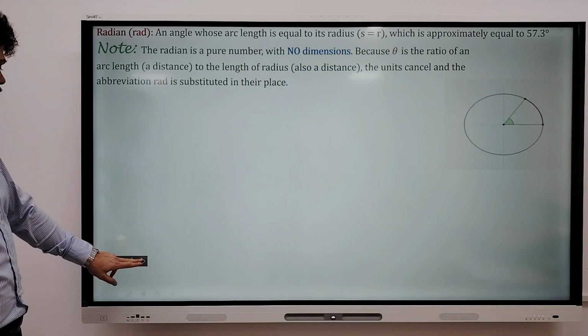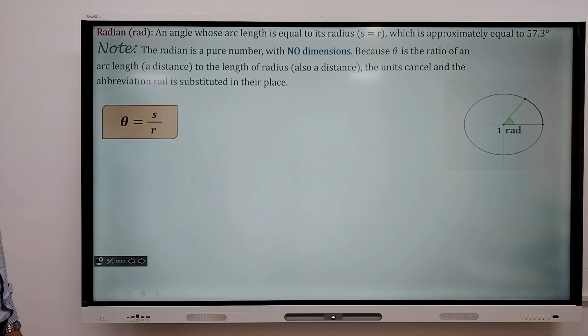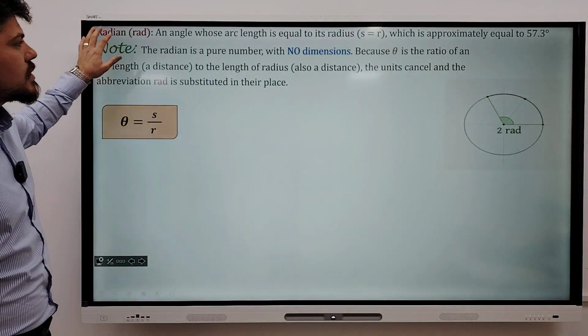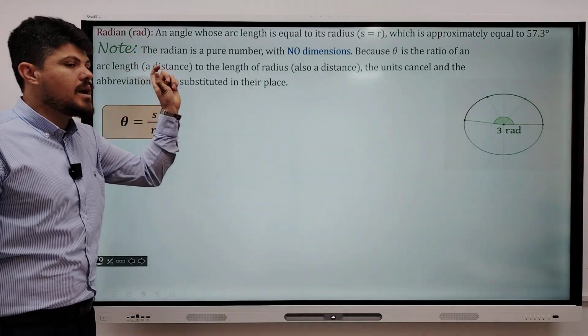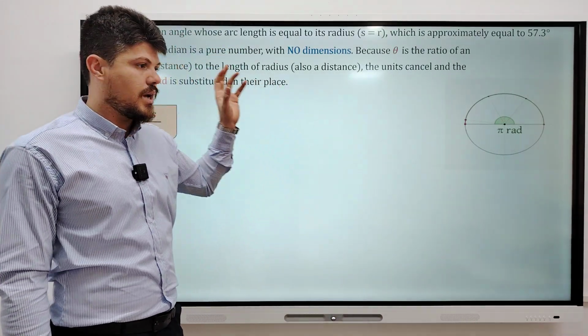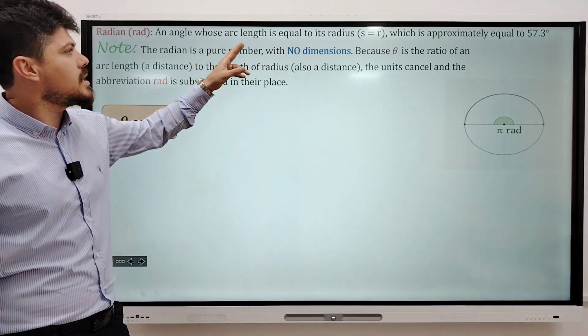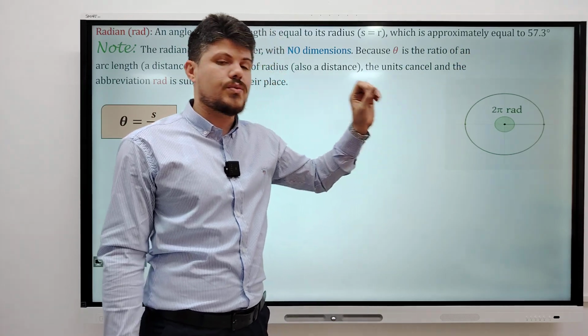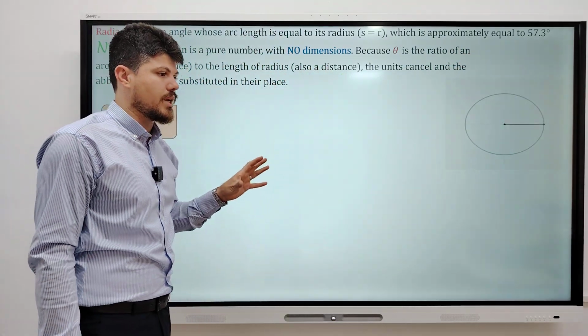Now, for measuring the angular displacement and angular speed in a rotational motion, we need the radian. What is a radian, or rad? An angle whose arc length is equal to its radius. An angle whose arc length is equal to what? Radius, which is approximately equal to 57.3 degrees.